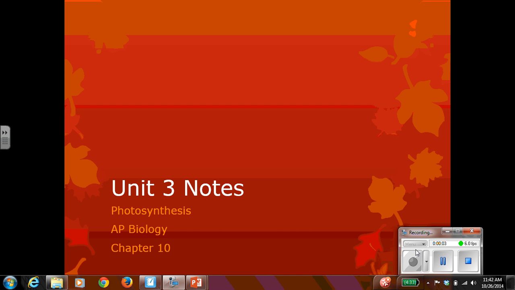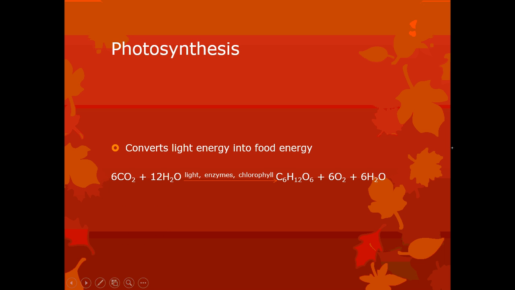This is chapter 10 on photosynthesis. So the purpose of photosynthesis is to convert light energy into food. This is usually stored as glucose, as a simple sugar, or more complex carbohydrates, starches, cellulose, things like that.